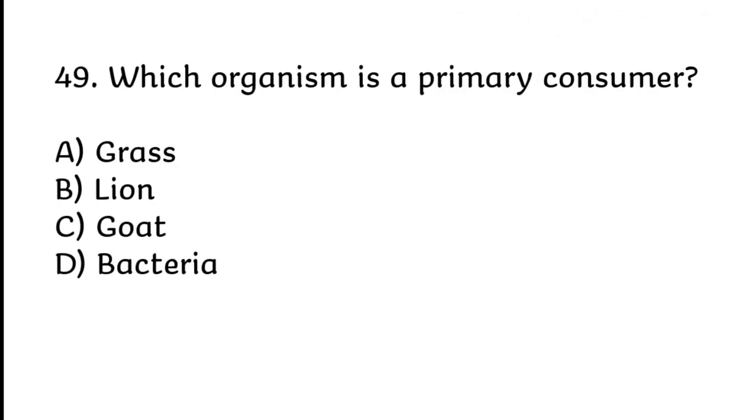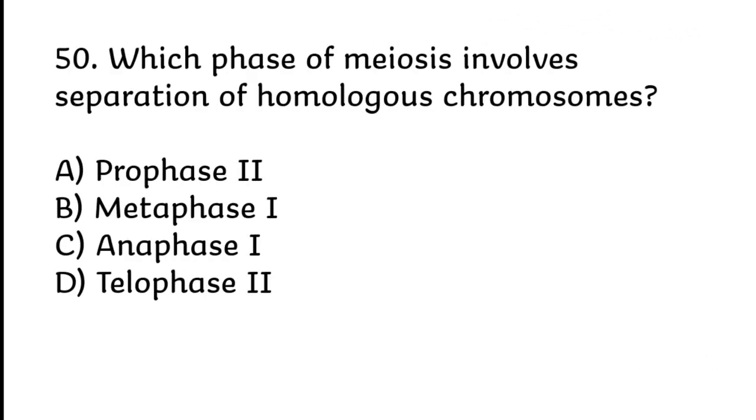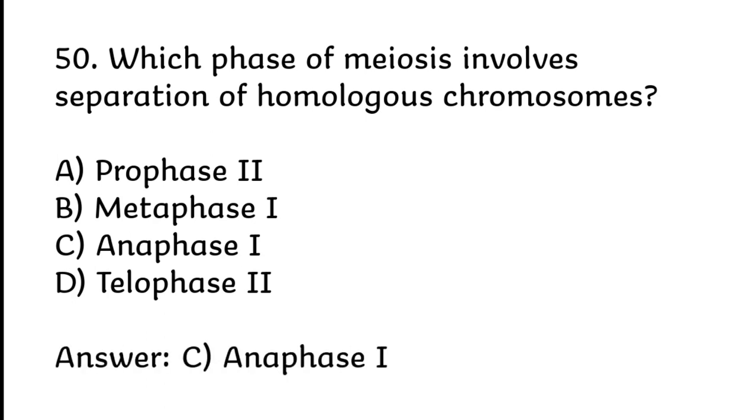Which organism is a primary consumer? Correct answer is goat. Which phase of meiosis involves separation of homologous chromosomes? Correct answer is anaphase 1.